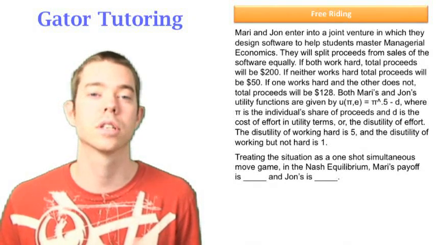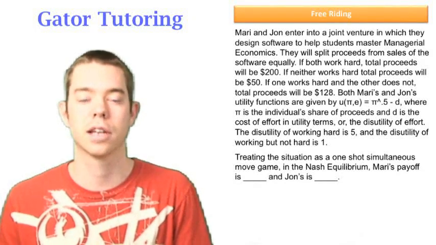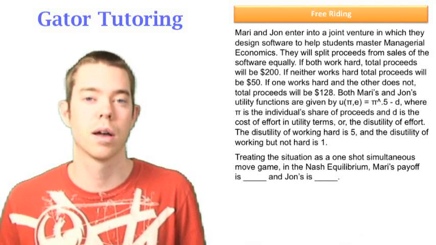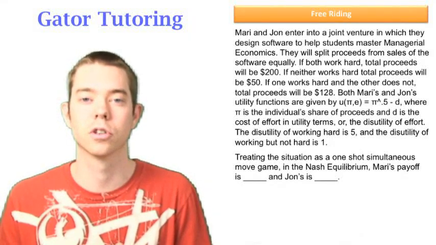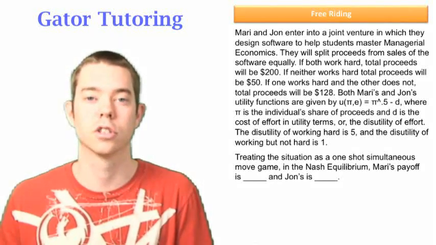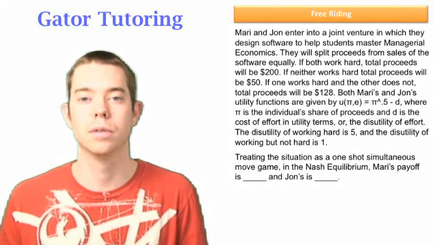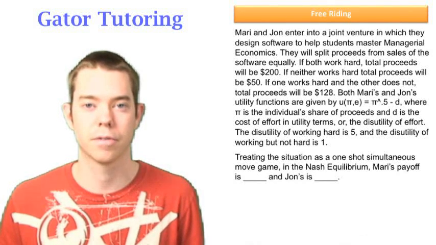So real fast, what we notice about Dr. Dewey's style throughout a lot of these test questions, which is very different than the problem sets, is that the numbers are nice and round. Because if you look at the utility function for both people, it's the square root of profit minus D, where D is the disutility of effort.